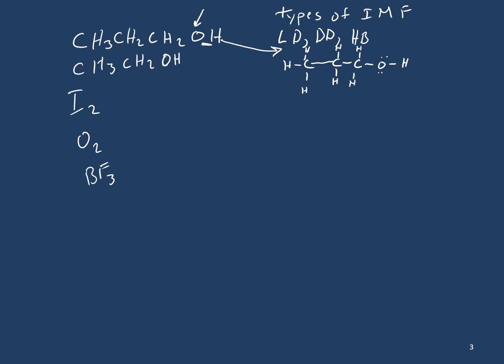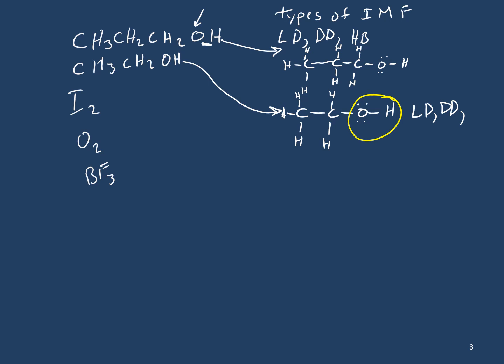Now, if we draw this guy's Lewis structure, we get a structure that looks very similar. It's just one CH2 group less. So we're going to have similar types of intermolecular forces. We're going to have London dispersion because everything has that. It's definitely still polar. This is ethanol, the alcohol present in alcohol beverages. So because it's polar, it has dipole-dipole. And we have, again, that OH group here. So there's an oxygen bonded to a hydrogen. We have hydrogen bonding as well.